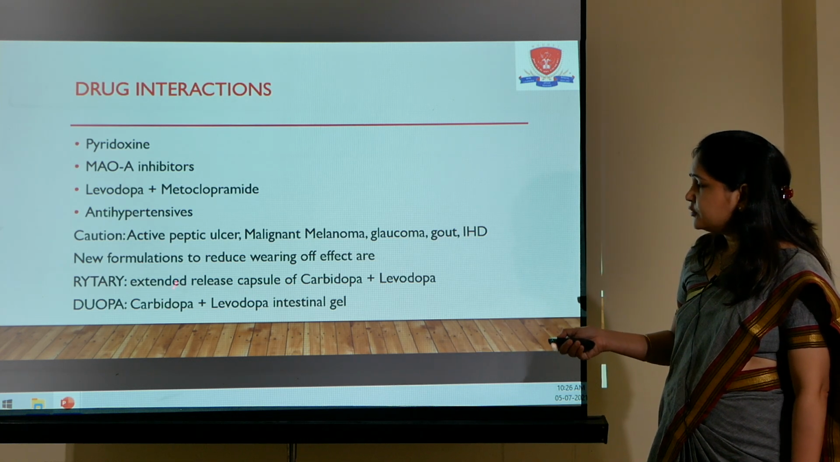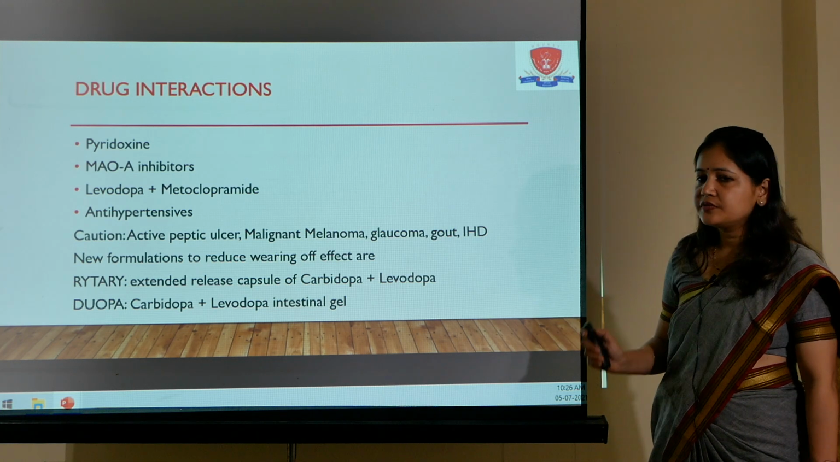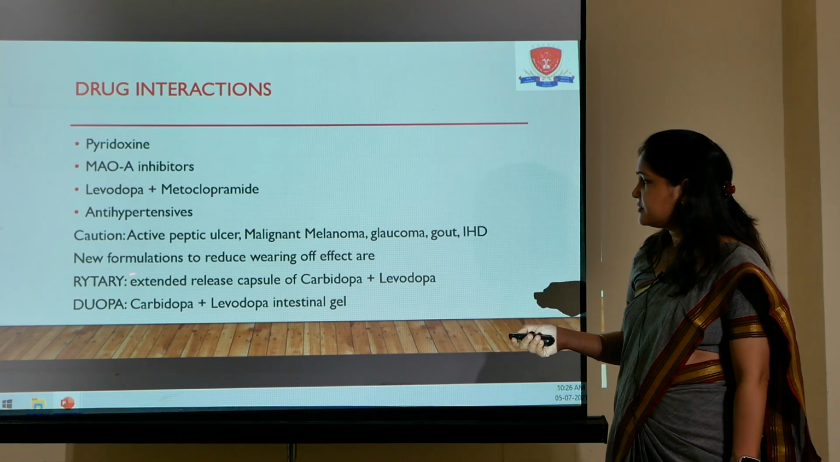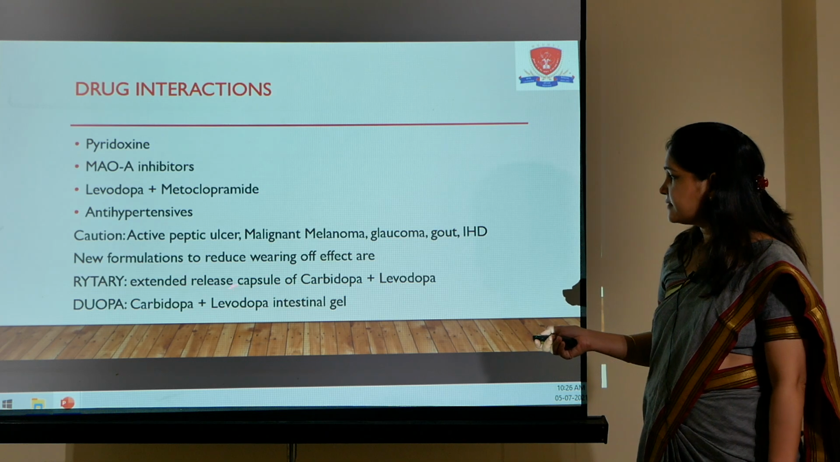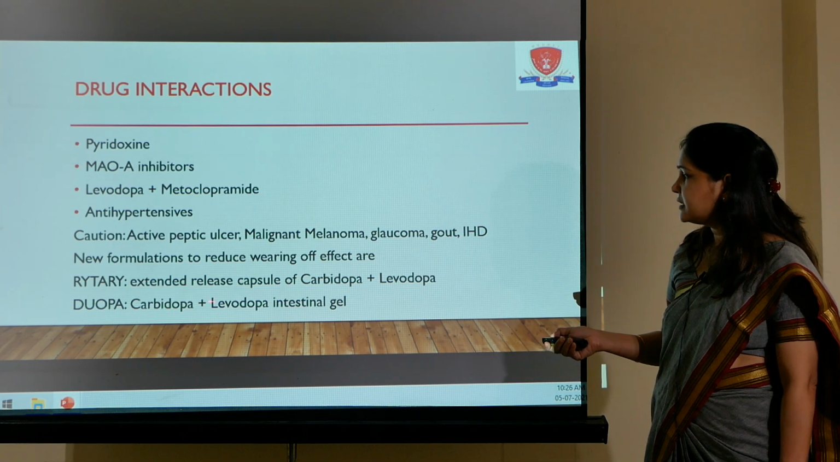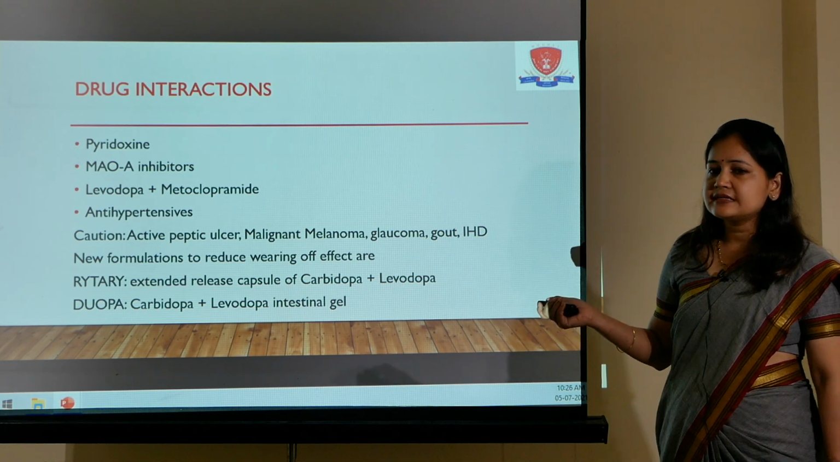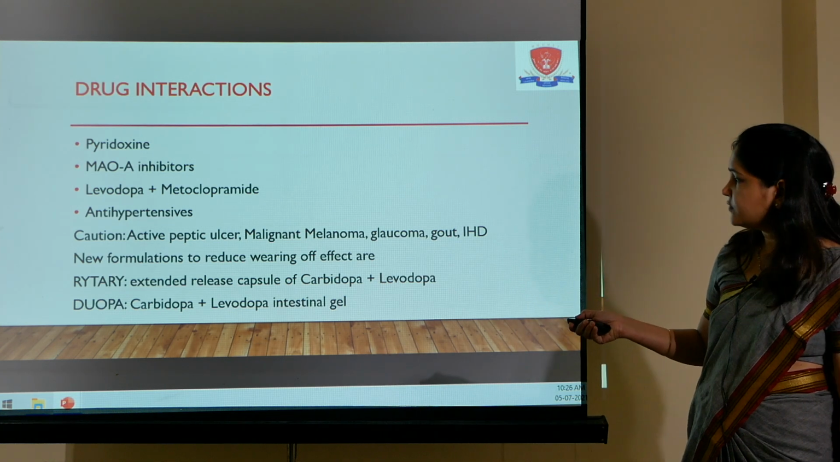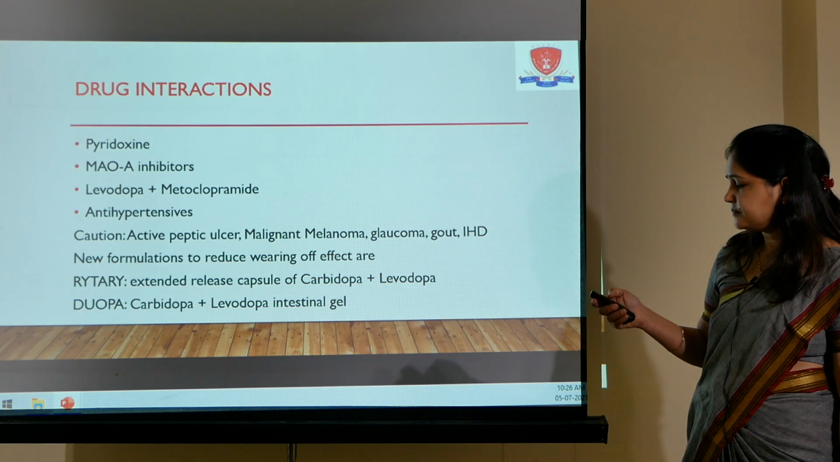Now there are new formulations to reduce the wearing off effects. So there is an extended release capsule, Rytary, which is available, or Duopa is available, carbidopa plus levodopa as intestinal gel, to decrease the side effect or the wearing off effect of the levodopa.